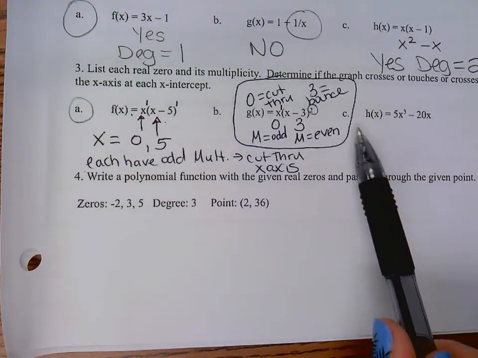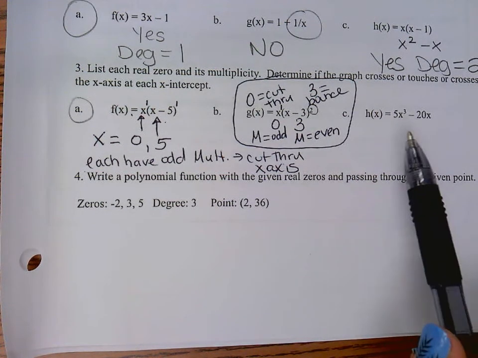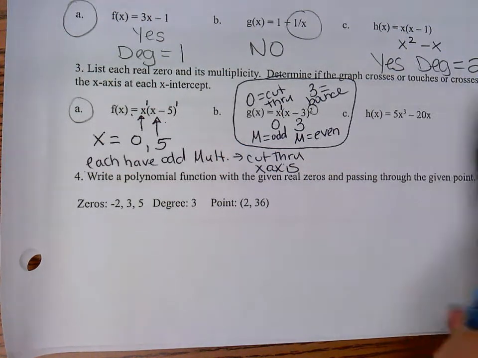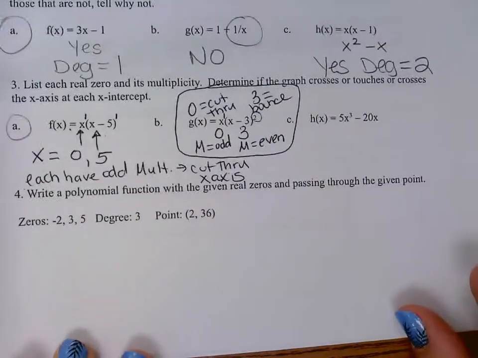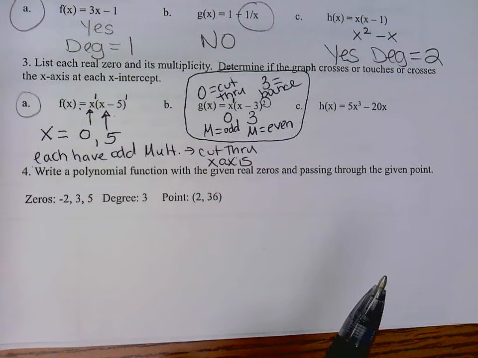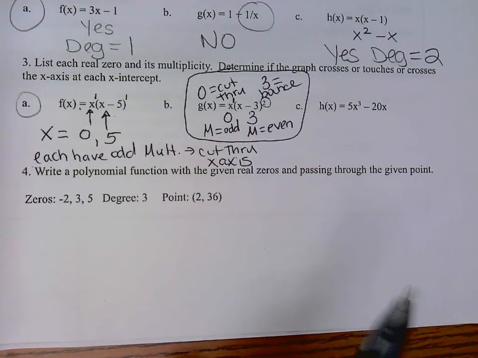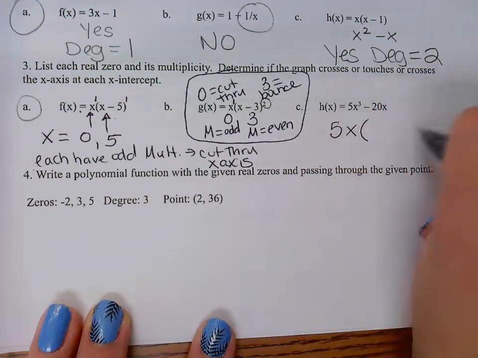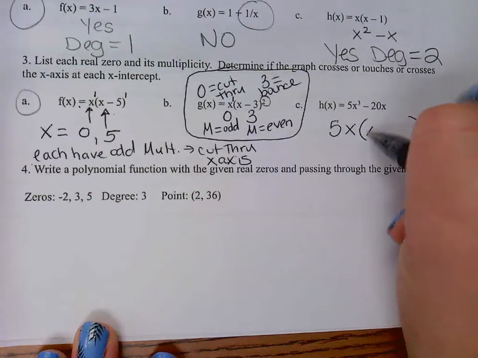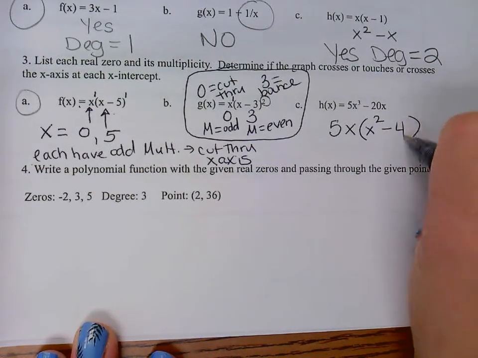All right, this one is not in factored form. So I have to put it in factored form to see the zeros and the multiplicity. So what can I factor out? What's my greatest common factor? You guys sleeping this morning? I can divide by what? 5x. What do I have left after dividing both terms by 5x? X squared from the first term and minus 4 from the second term.